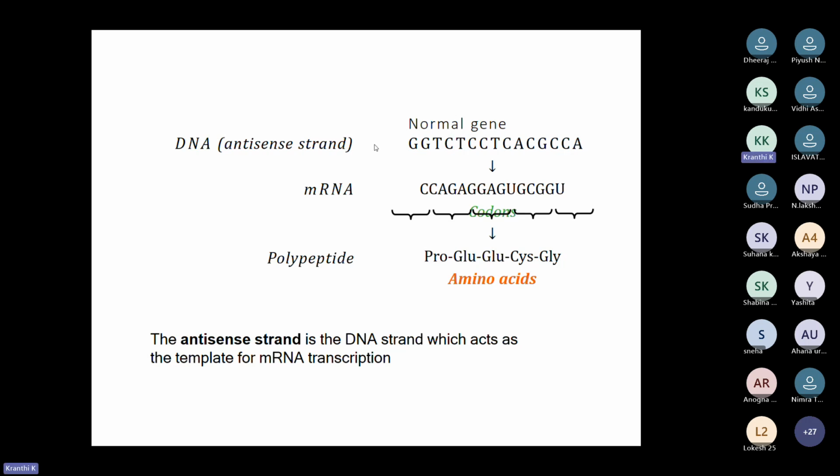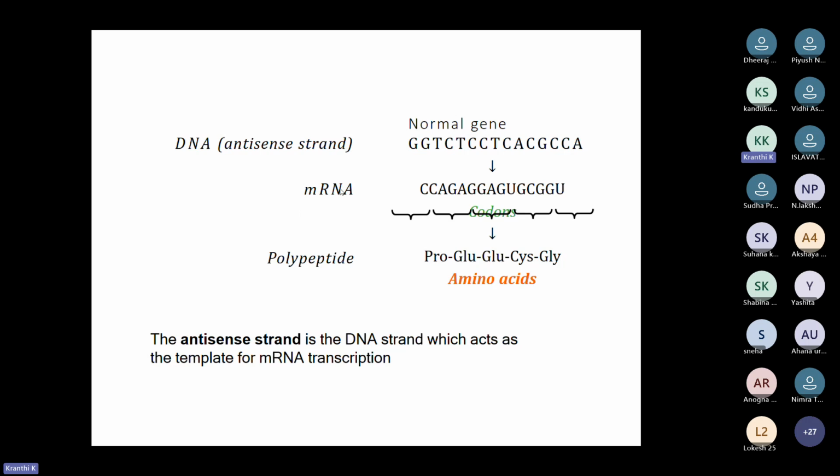So this is a DNA strand. GGT. So this is one genetic code in a normal gene. Then usually mRNA will be formed from the antisense of the DNA. I mean, the DNA will give the mRNA, right? The first process is replication. DNA to DNA is replication. This is called transcription, right? So the mRNA will get formed from the DNA. mRNA is formed from the DNA only.